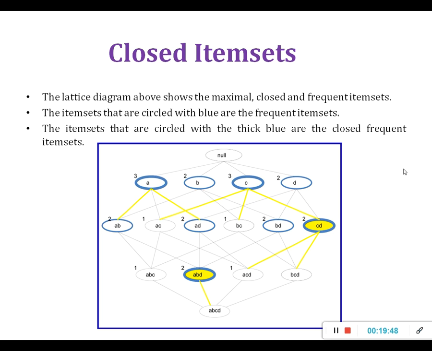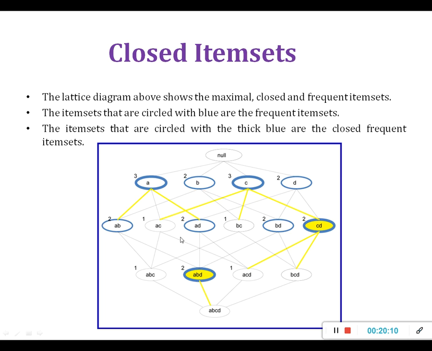What is the next thing I have to do? The item sets that are circled with the thick blue are the closed frequent. Now what is the thick blue? A, C, CD and ABD are marked with the thick blue border, right? So they are called closed frequent.